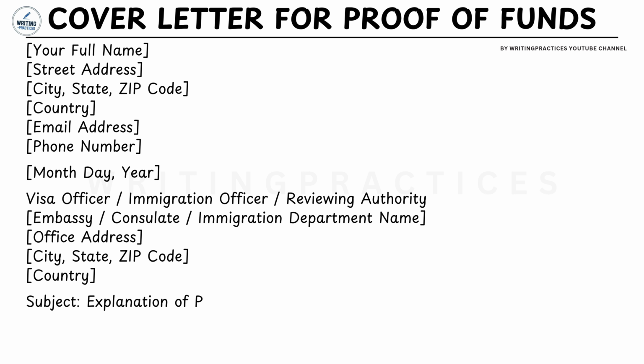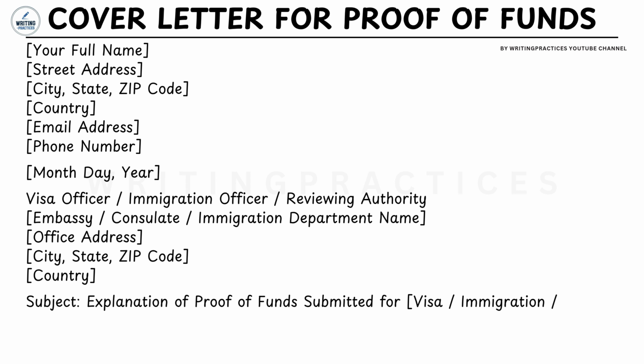Subject line. Now write a clear subject line. For example, subject, explanation of proof of funds submitted for Canada Study Permit application. The subject immediately tells the reviewing officer exactly what the letter is about and which part of the application it supports. Salutation. Address the recipient professionally. For example, Dear Sir or Madam. This keeps the letter formal and appropriate for immigration correspondence.